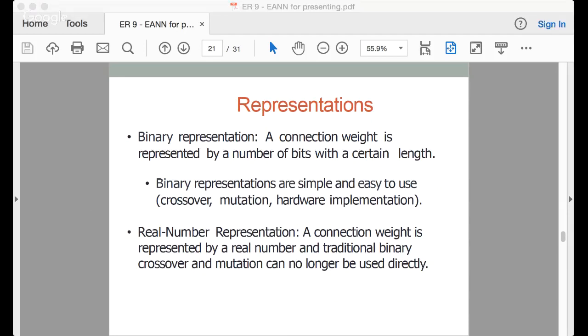Representations. We have binary representation. A connection weight is represented by a number of bits with a certain length. Binary representations are simple, and easy to use when it comes to crossover, mutation, and hardware implementation. We have real number representation. A connection weight is represented by a real number, and traditional binary crossover and mutation can no longer be used directly in this case.